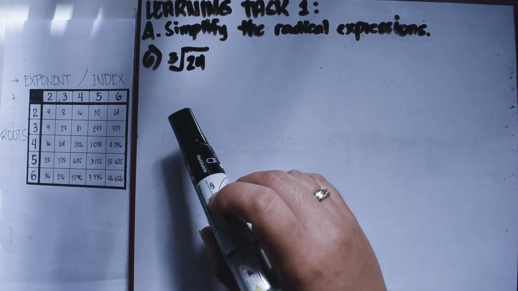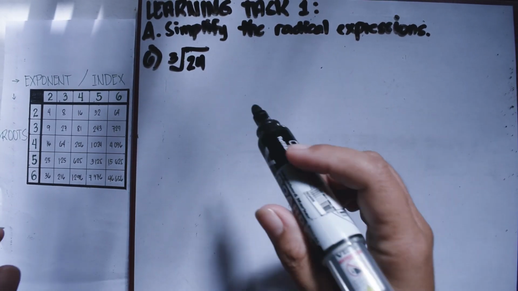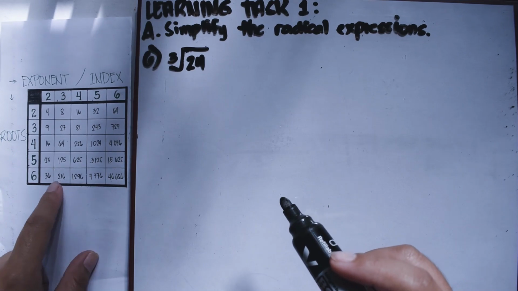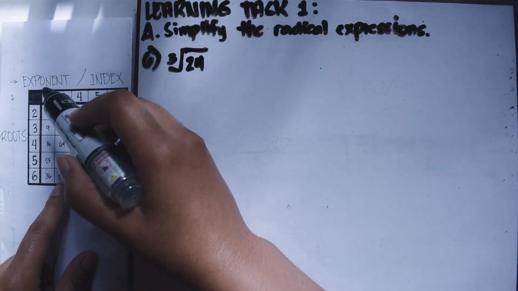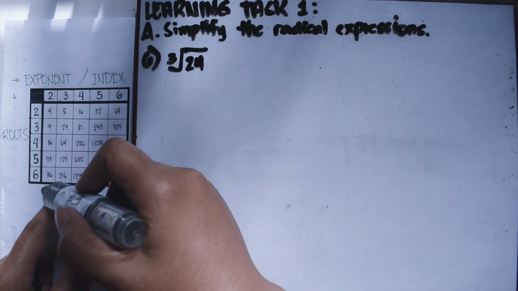Ayan, so number 6 na po tayo. So number 6, the given is cube root of 24. So since cube root na po tayo, hindi na tayo square root. So dito na tayo titingin sa ating column na ang exponent ay 3 kasi nga po cube root na. And katulad ng process kanina, hanap kayo dito ng factor ni 24 na perfect cube.